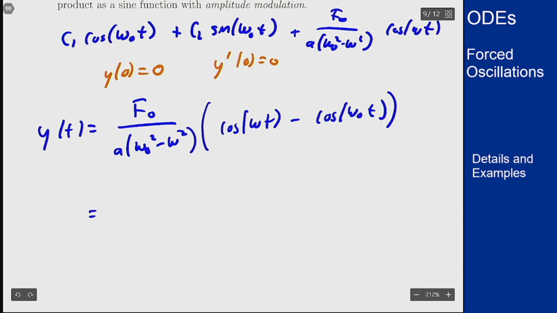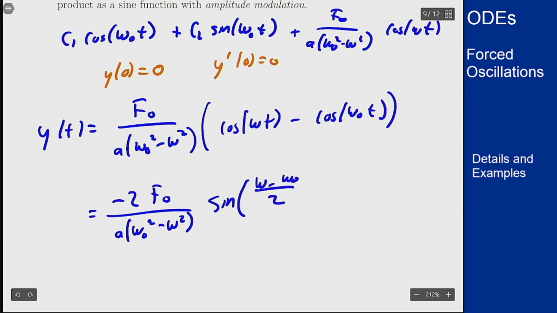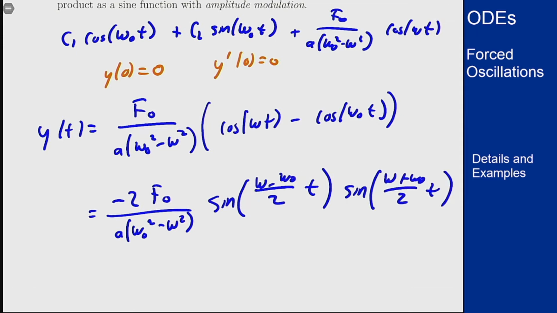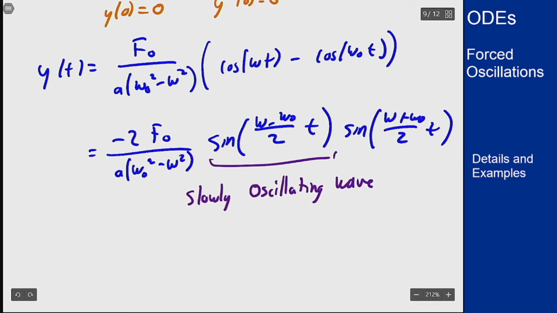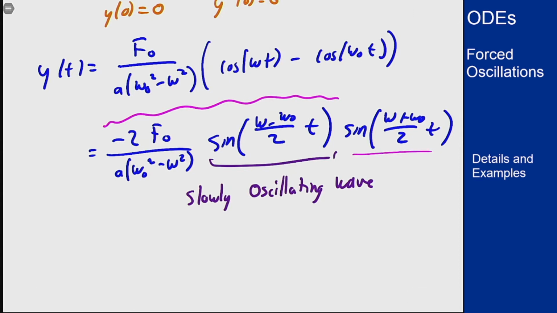And this comes out to be negative 2 f0 over a times (omega 0 squared minus omega squared) times sine of ((omega minus omega 0) over 2) t times sine of ((omega plus omega 0) over 2) t. Now, if omega and omega 0 are very close to each other, this here is a very slowly oscillating wave. And so we can think of this entire thing here as an amplitude for this faster oscillating wave. So that'll give us something like the following.